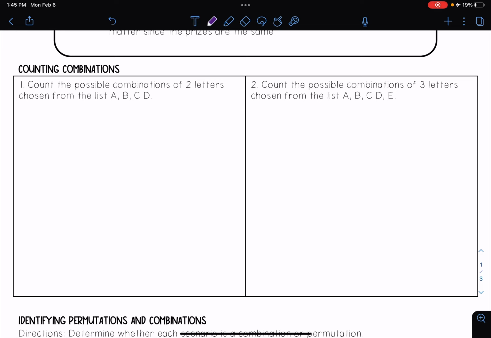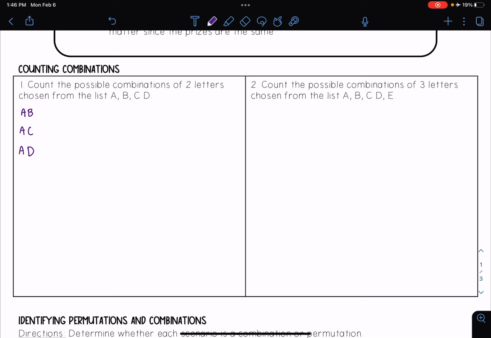So number 1, I want to count the possible combinations of 2 letters chosen from the list A, B, C, and D. So I'm going to first just list all of the permutations, so just all of the possible orders that you could have with 2 letters. So let's just start with A. So with the first letter being A, you can have AB, AC, or AD.